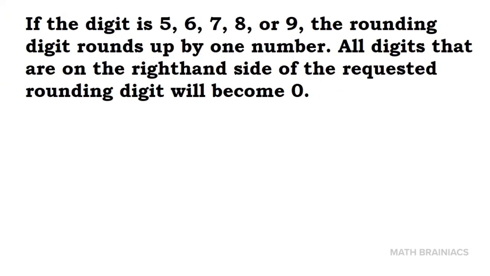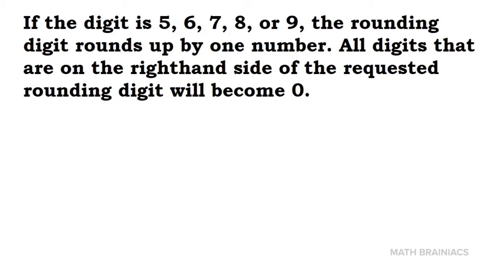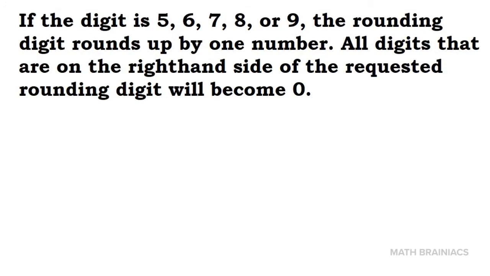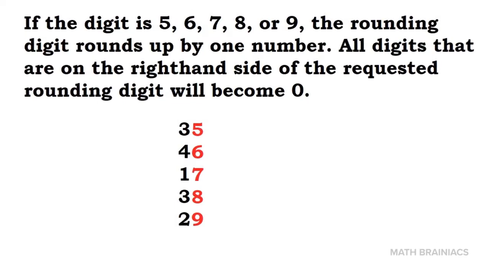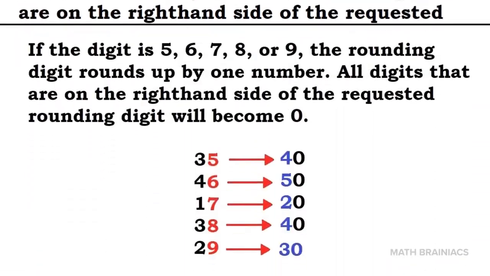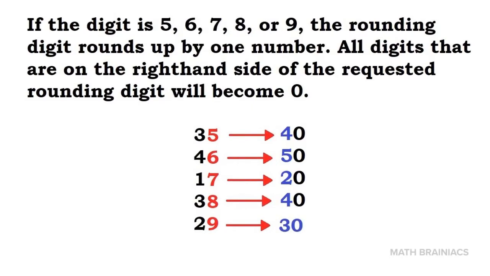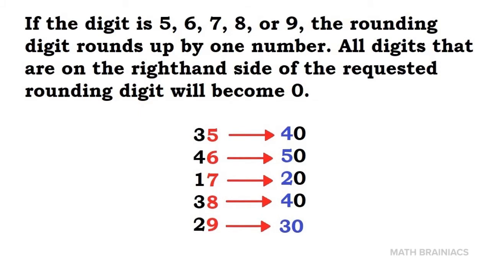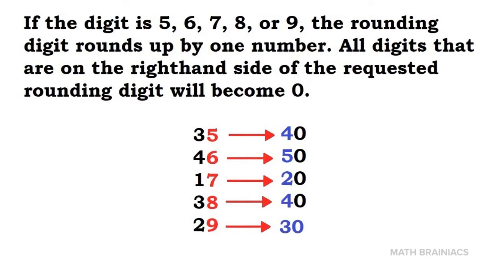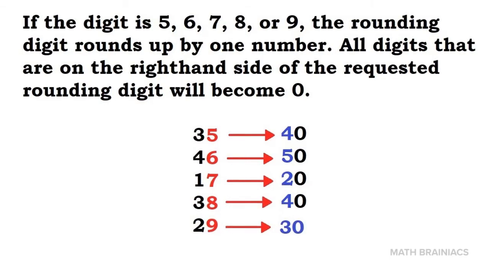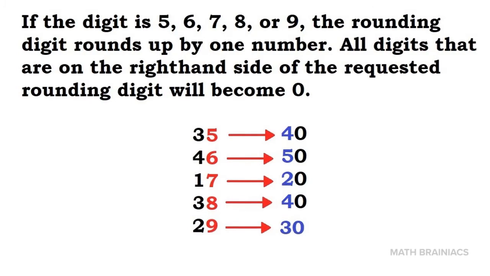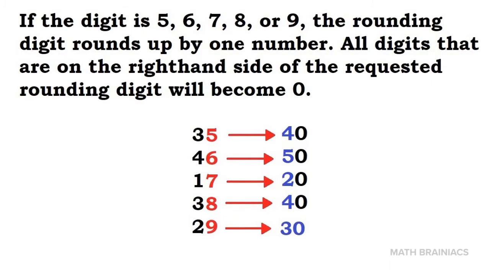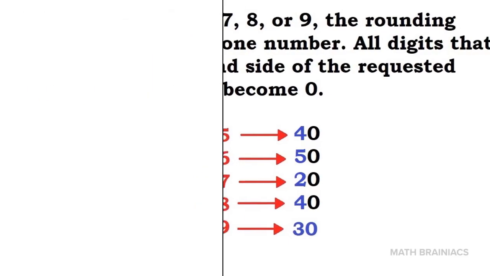Nevertheless, if the digit is 5, 6, 7, 8, or 9, the rounding digit rounds up by one number. All digits on the right-hand side of the requested rounding digit will become 0. Accordingly, all the red numbers are to be rounded off. Therefore, if you round off all the digits from 5 to 9, the rounding digit rounds up by one number. Subsequently, 35 will be rounded up to 40, 46 to 50, 17 to 20, 38 to 40, and 29 to 30. Okay? It is easy, right?